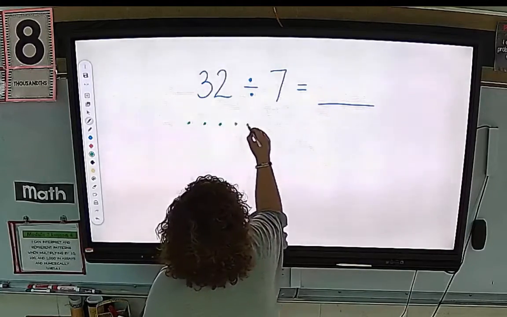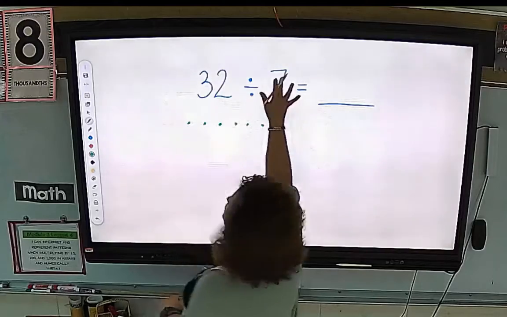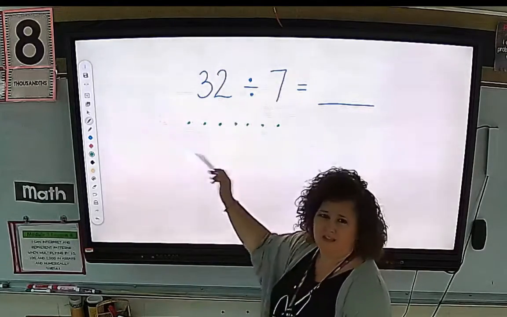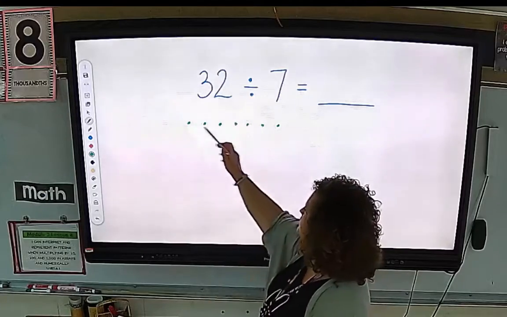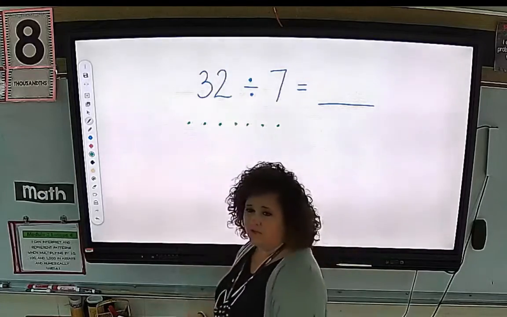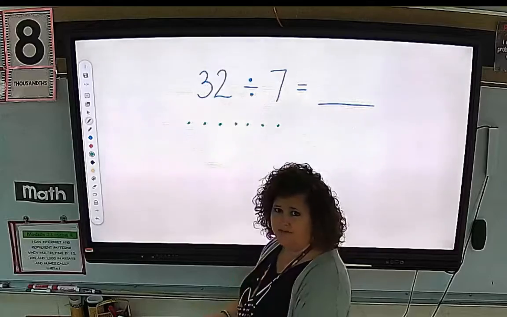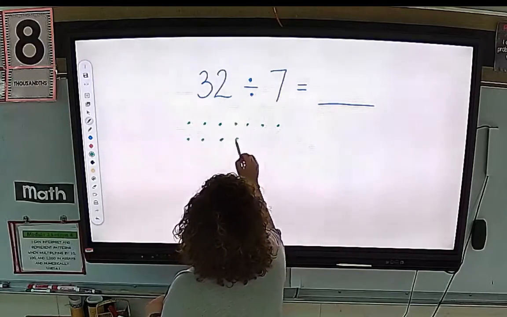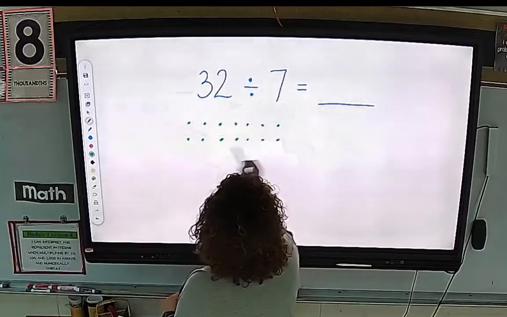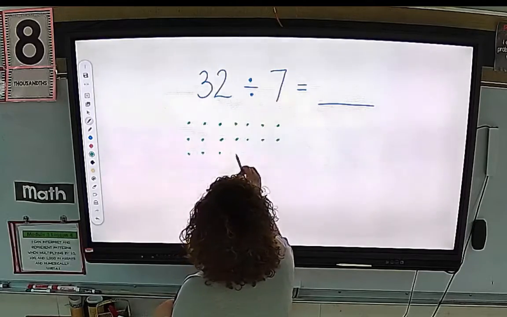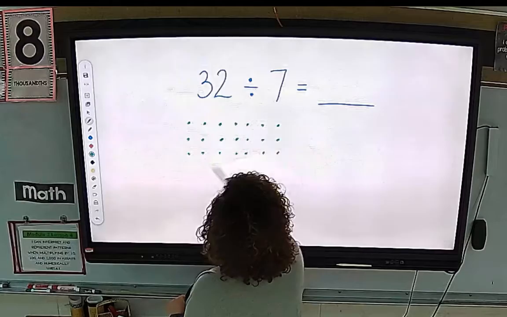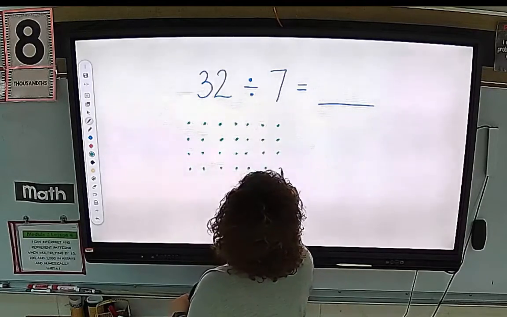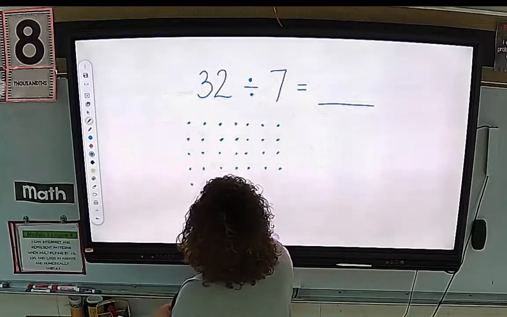4, 5, 6, 7. If I know that I'm going to make groups of 7, sometimes I'm going to make it easy to make groups of 7. So I put 7 dots there so that when I start circling groups, it's very quick for me to find 7. Here's another group of 7. It's 14, 15, 16, 17, 18, 19, 20, 21, 22, 23, 24, 25, 26, 27, 28, 29, 30, 31, 32.